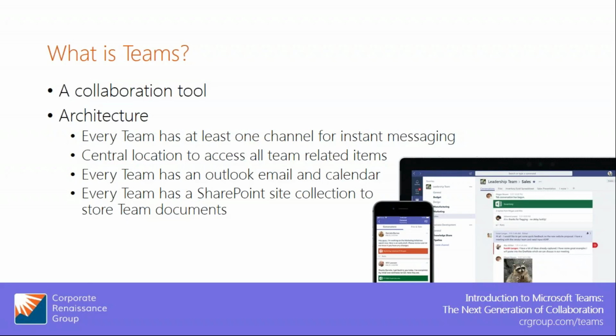So for the architecture for Teams, every team will have at least one channel for instant messaging. There's going to be a central location to access all team-related items. So you have a central file storage area. There's going to be a sort of centralized display, so if you want to add some dashboards or links to other items, including Jira and other non-Microsoft products, you can do that.